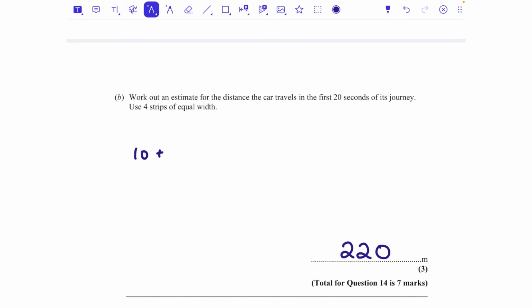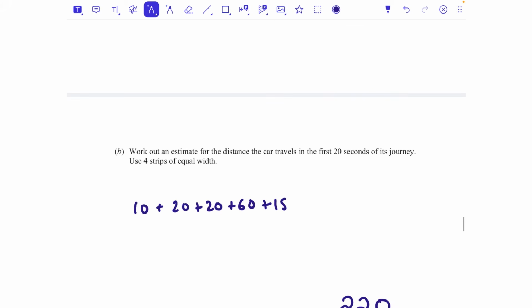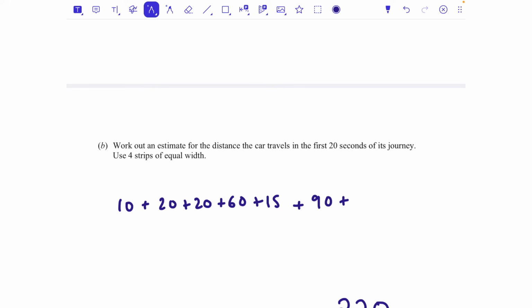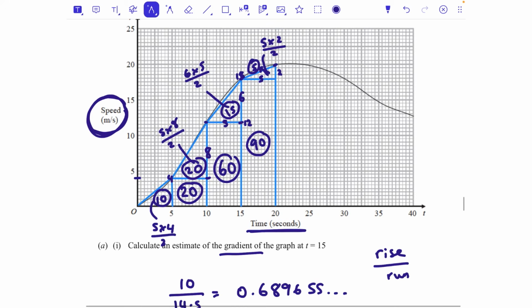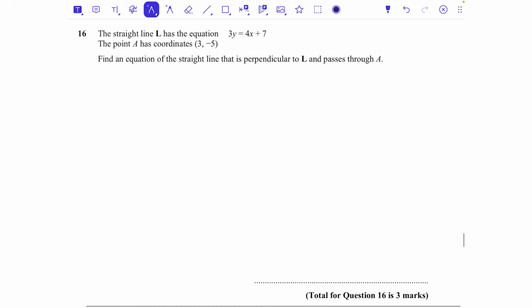Let me just write my working here. 10, add 20, add 20, add 60, add 15. What was it? Add 90, add 5. Did I do them all? 1, 2, 3, 4, 5, 6, 7. Yeah, that was it, wasn't it? Yes, good. Got them all. 220 as my final answer.